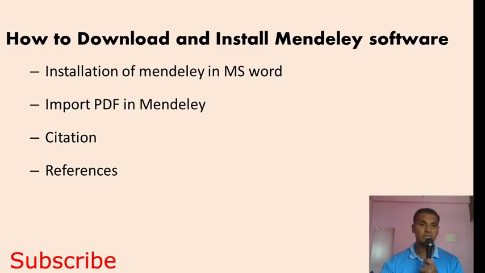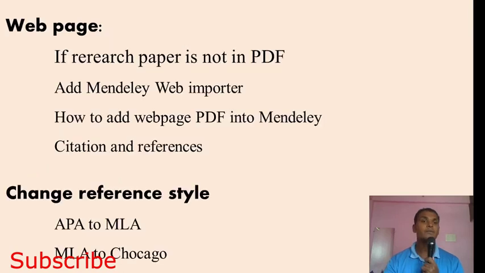If you want to use those references in your research paper or in a dissertation, how to give a reference and a citation at that time, that part also we are going to learn in this video. For that you just need to add the Mendeley web importer to your computer. After that we are going to learn how to change the referencing style from MLA to APA or APA to MLA, or from MLA to Chicago. That also we are going to learn in this video.